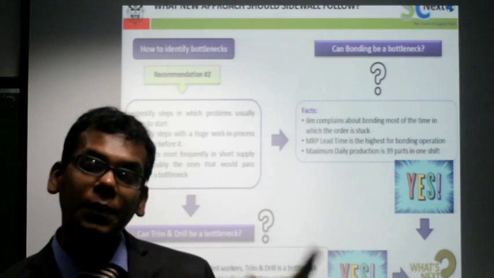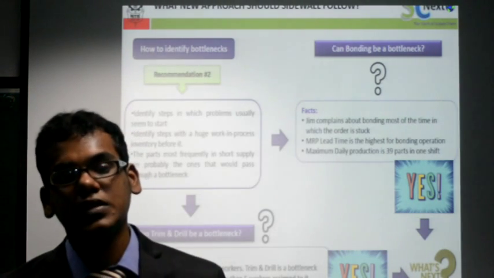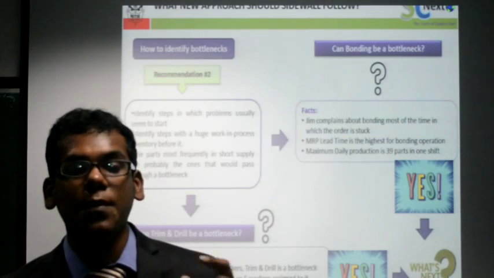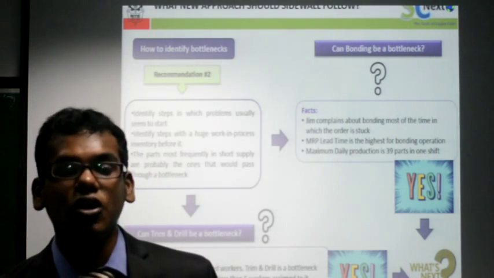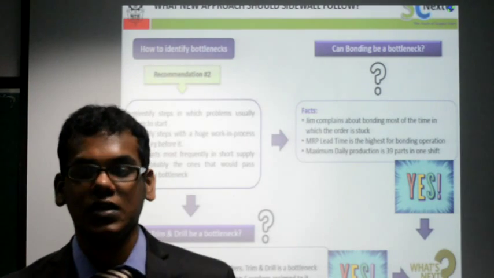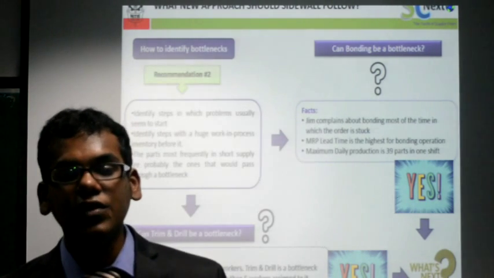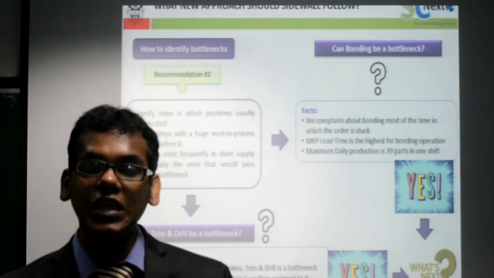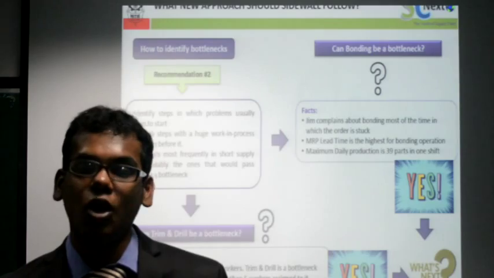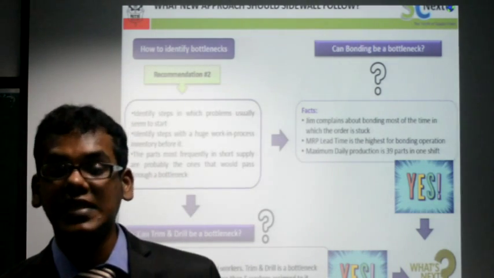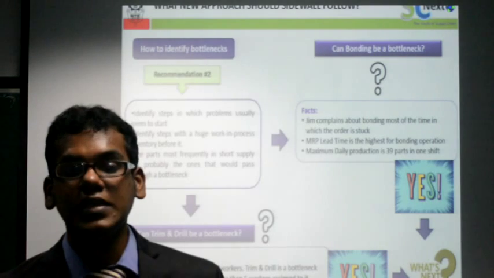Now let's take the trim and drill operation. First, the capacity of trim and drill depends on the number of skilled workers. So we can't be sure whether it is a bottleneck unless we know the number of workers. But one thing we can be sure of is that the maximum capacity of layup is 63 parts per day if the operation is run in 3 shifts. So if trim and drill produces less than 63 parts every day, it is a bottleneck.